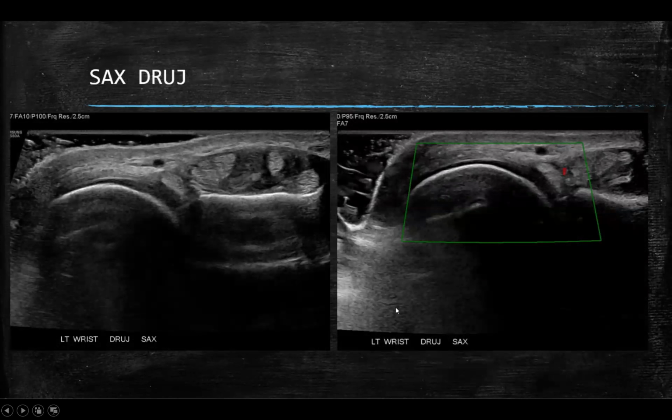We also look at the distal radial ulnar joint. Arthrosis here is a possibility. And we always obtain Doppler imaging when looking at the distal radial ulnar joint. This can be a location for early inflammatory disease in a subset of patients.